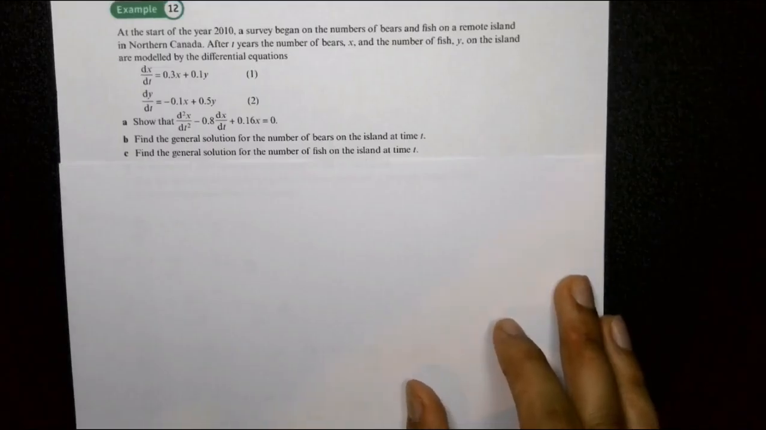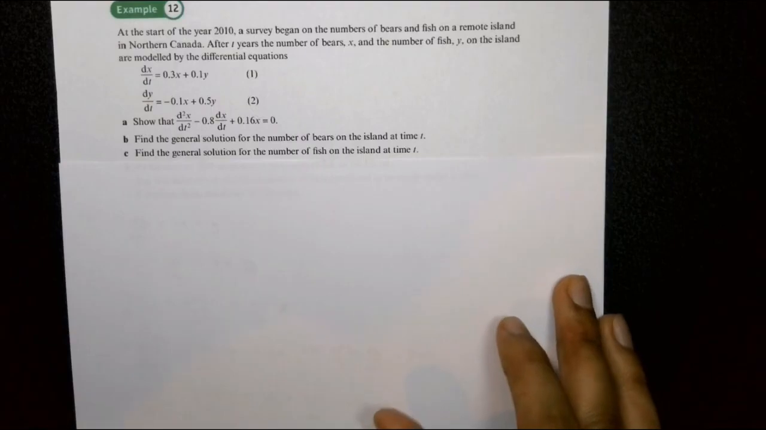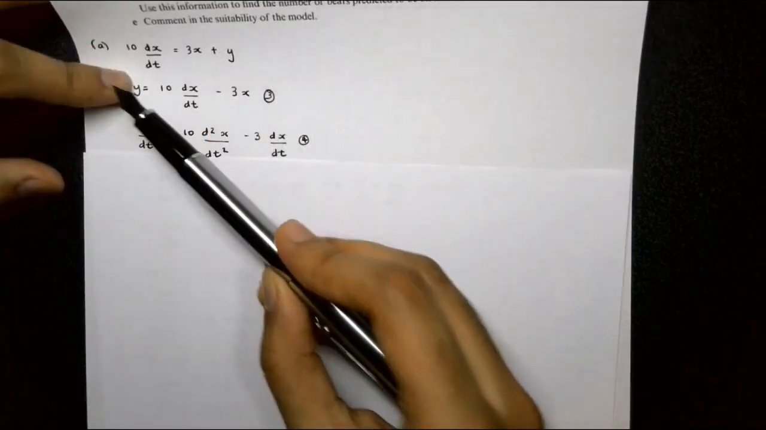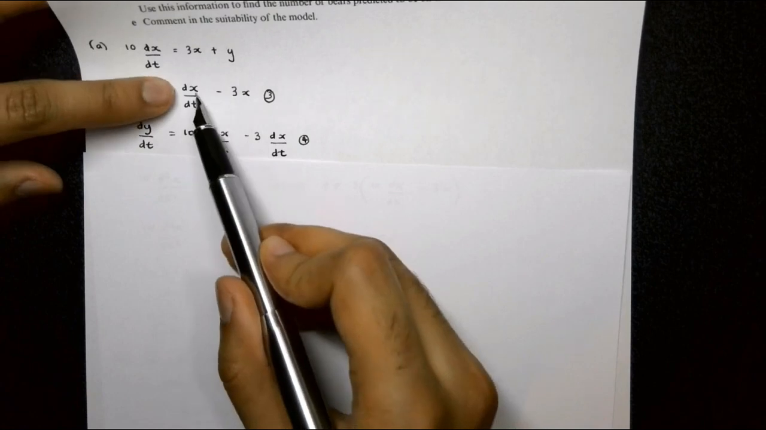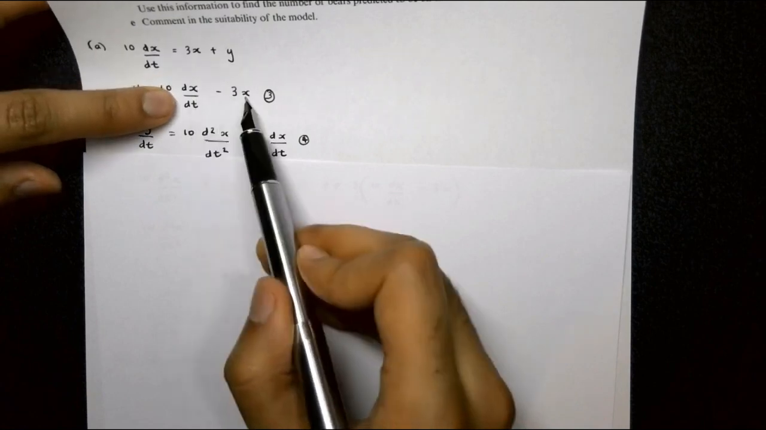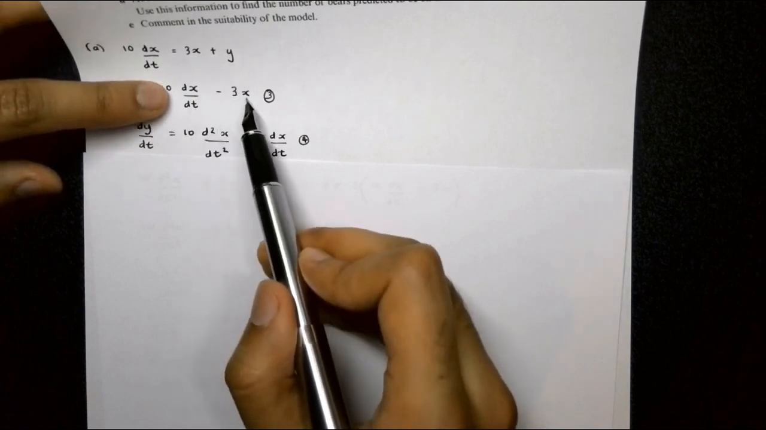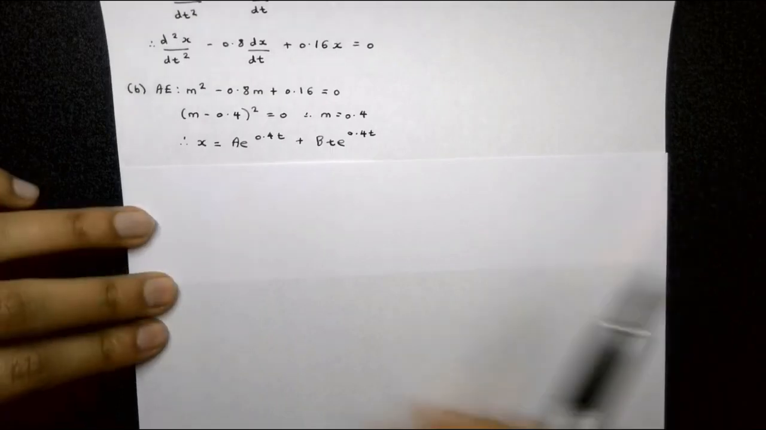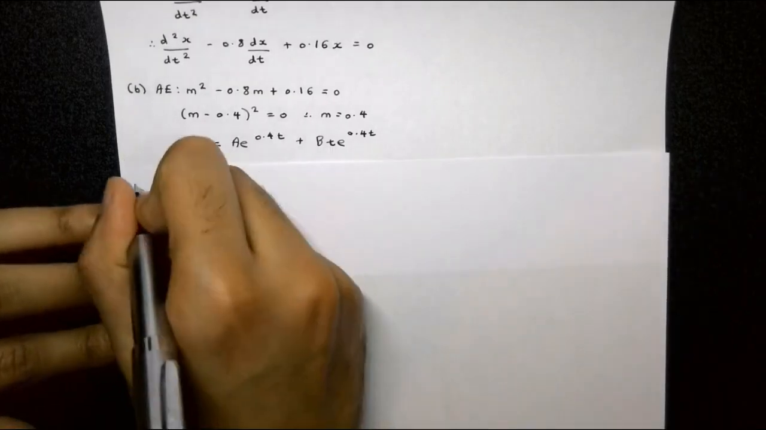For part C of the question, we have to find the general solution for the number of fish on the island at time t. So we need to find out what y is, and happily for us, we already know what y is over here, but for us to find out what y is, what we need to do is find out what dx over dt is, and also what x is. Well, we know x, we need to find dx over dt first.